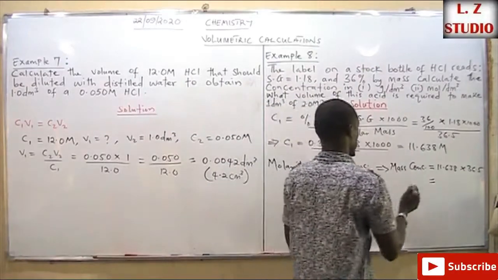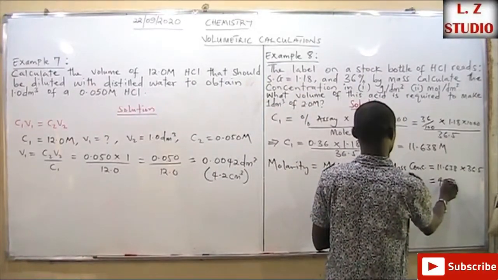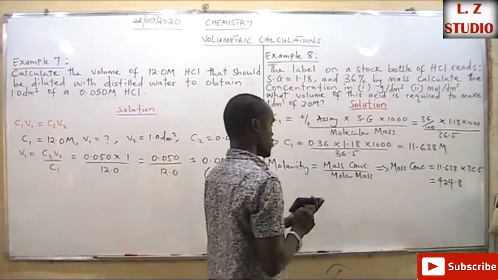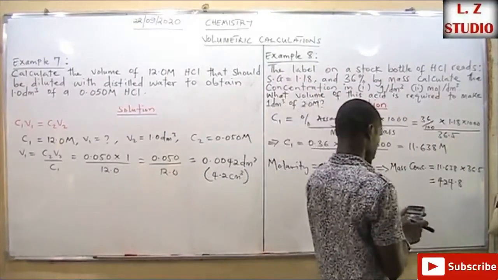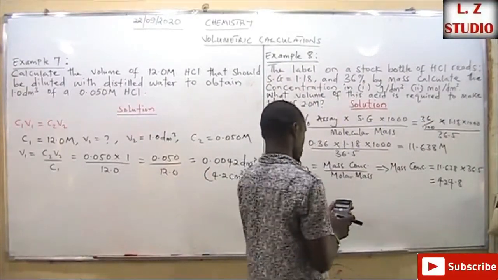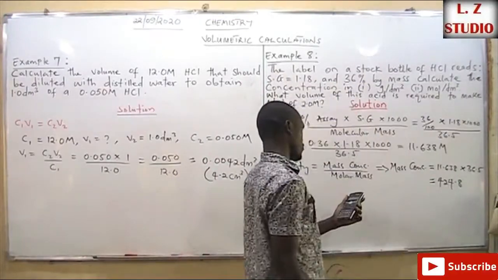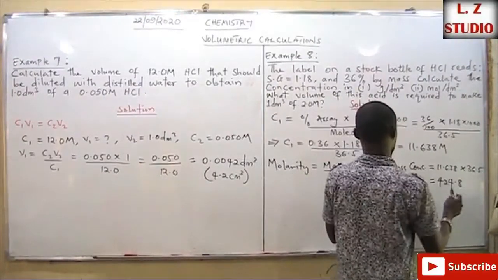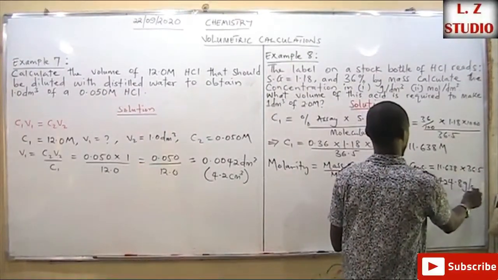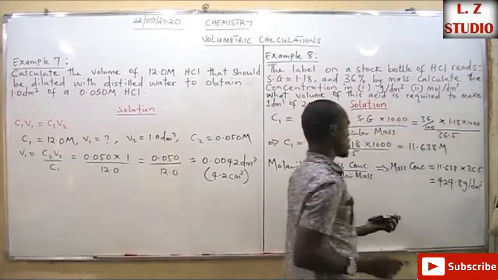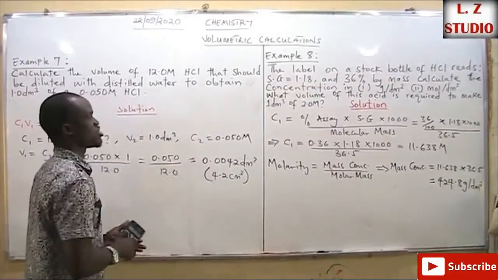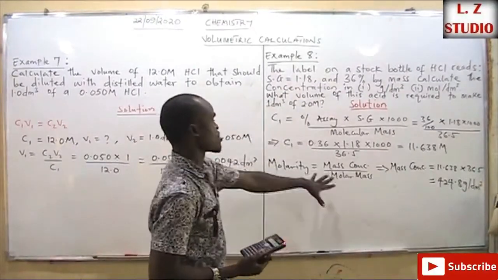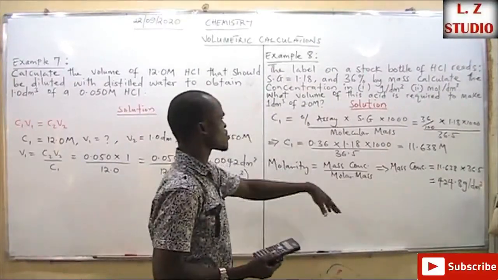So our mass concentration is now going to be 424.8. Let us check if we are correct: 11.638 times 36.5 gives 424.8, of course. So that is our answer, which is in grams per dm cube. That is the mass concentration of the concentrated acid.